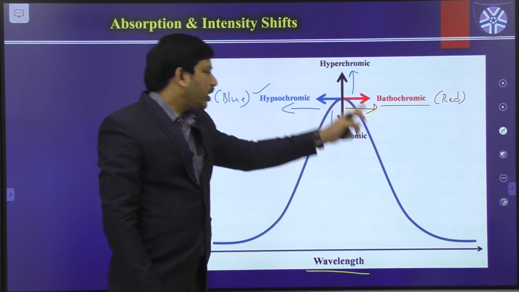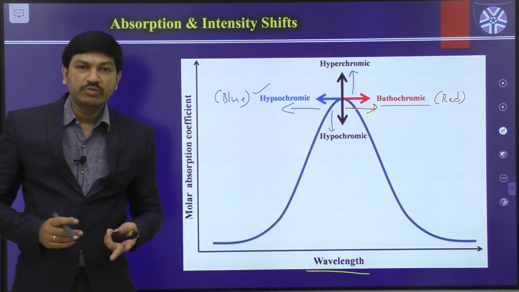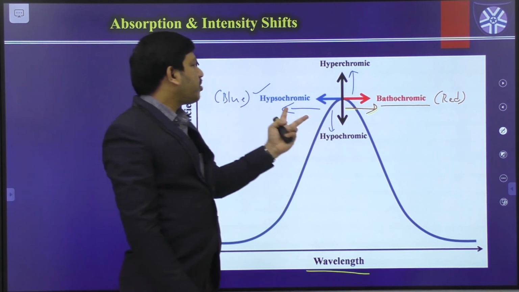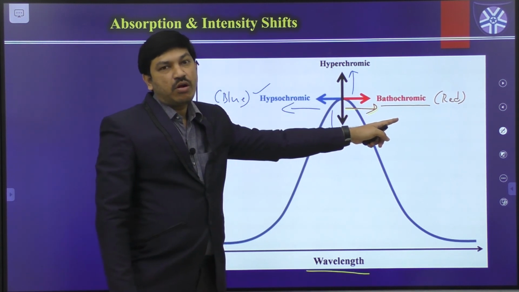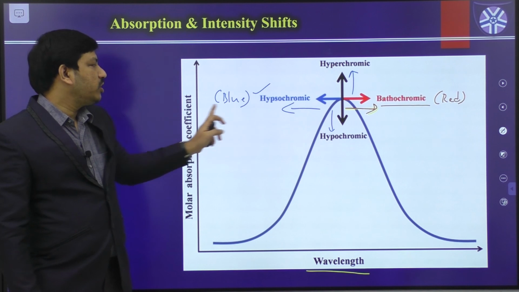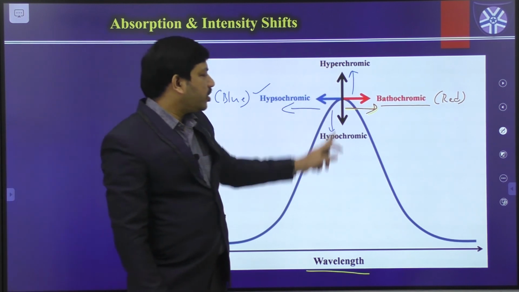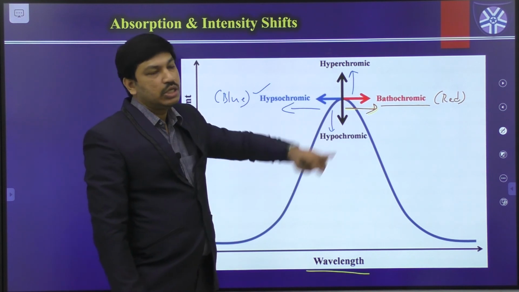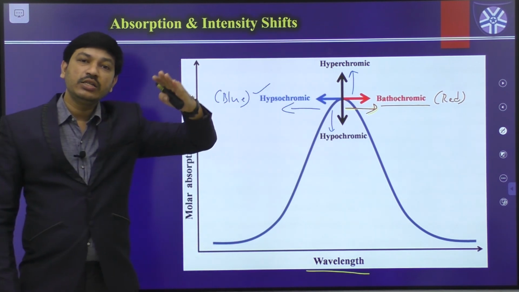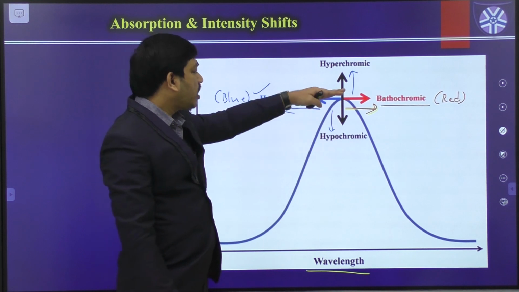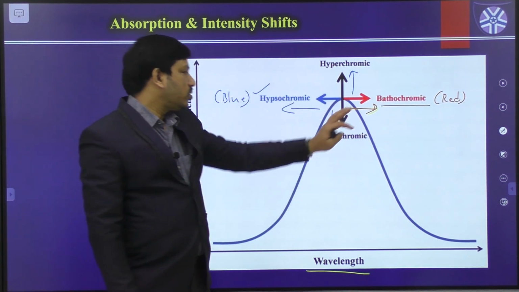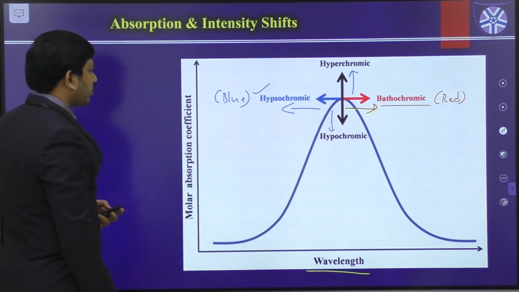So like this, in the case of absorption spectrum, four different shifts are possible: absorption shifts or intensity shifts. What are the absorption shifts? Bathochromic shift or red shift, or hypsochromic shift or blue shift. And intensity shifts are hyperchromic shift or hypochromic shift. Hyperchromic shift means the intensity value further increases. Hypochromic shift means the intensity value further decreases. So we will see some examples.